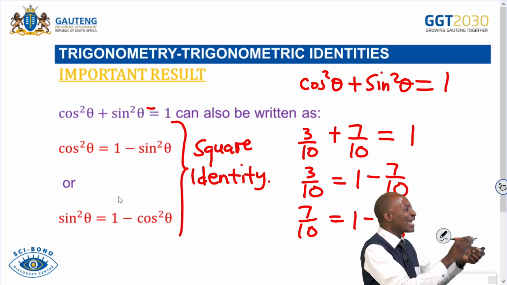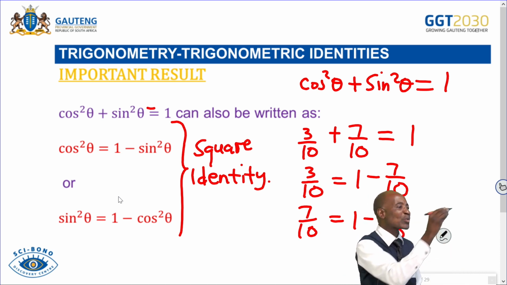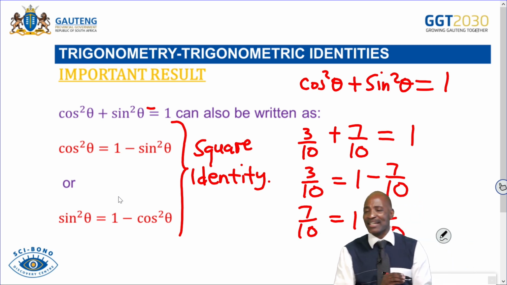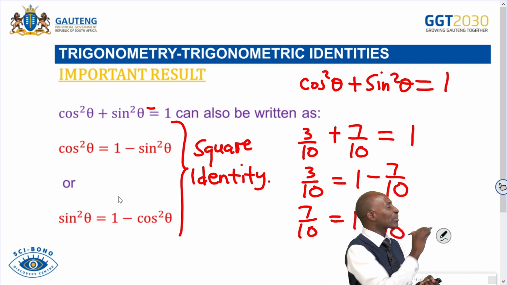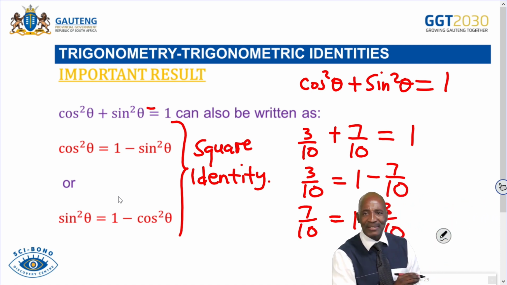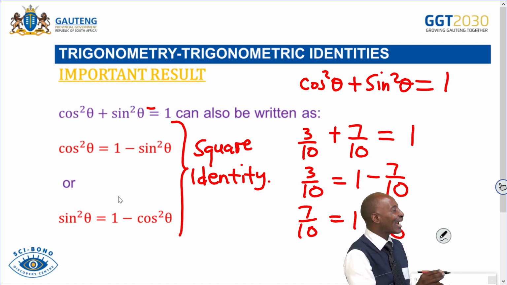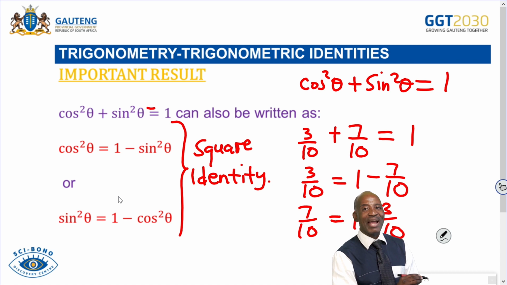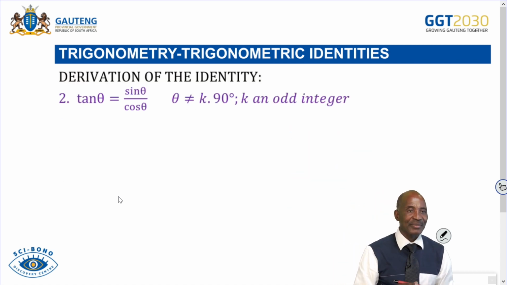This is a very, very important identity in trigonometry, what we call a square identity. And it has three variations. You can either write it as cos squared theta plus sine squared theta is equivalent to 1, or cos squared theta equals 1 minus sine squared theta, which is still fine, or sine squared theta equals 1 minus cos squared theta. Otherwise, we're moving on.